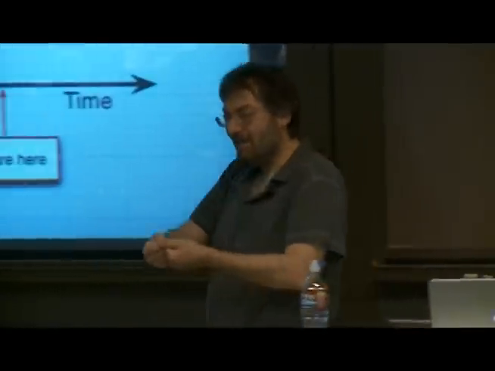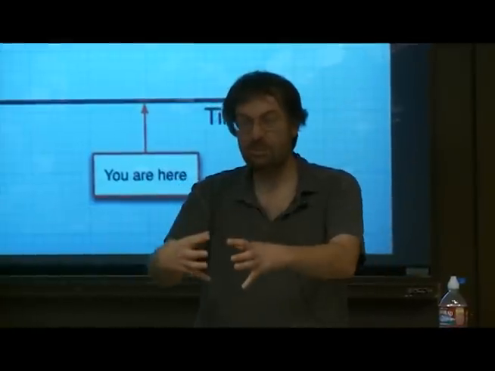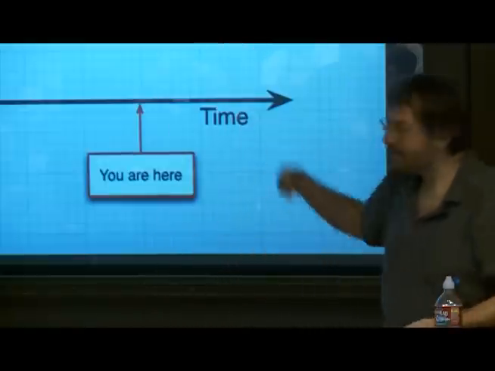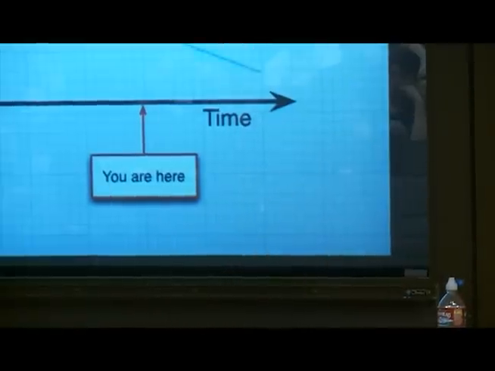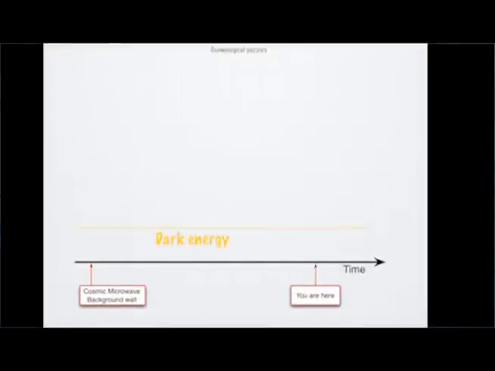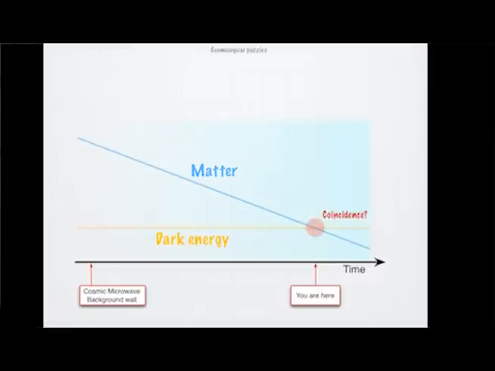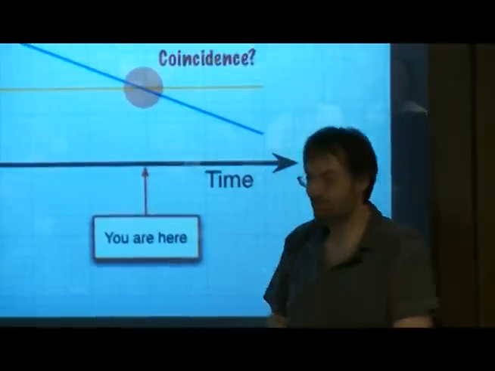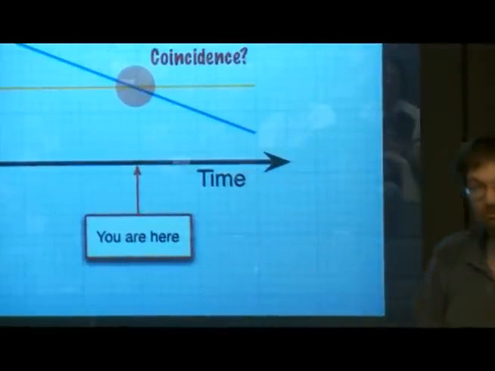Now, matter, on the other hand, as the space expands, there's a fixed amount of matter in it. The volume becomes bigger. The density goes down. So on a logarithmic scale, I will draw the evolution of matter density as a function of time. Do you notice a coincidence? So this is where we have 70, 30%. That's around the era where we're living.